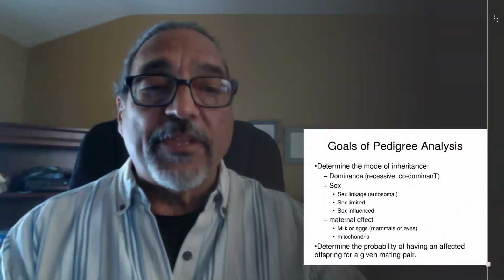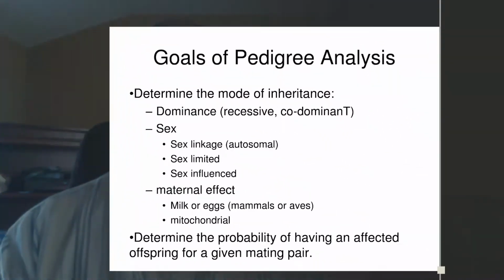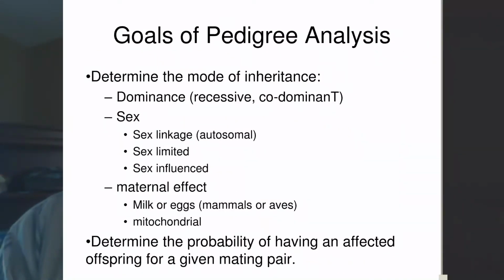So what do we do with pedigree analysis? And critically, what we're really looking for is to determine the mode of inheritance. We want to determine the relative amount of dominance for a particular phenotype and putative gene. We want to understand whether it is sex-linked or autosomal. Sex-linked, of course, meaning on the sex chromosome. This could mean the X chromosome, of course, in the mammalian species, the Z chromosome in birds.